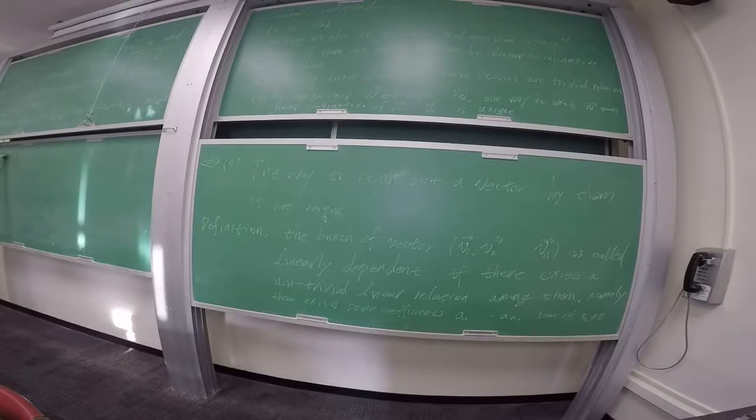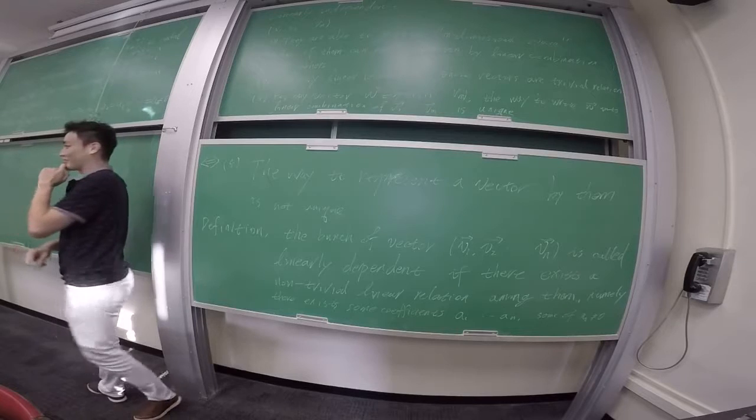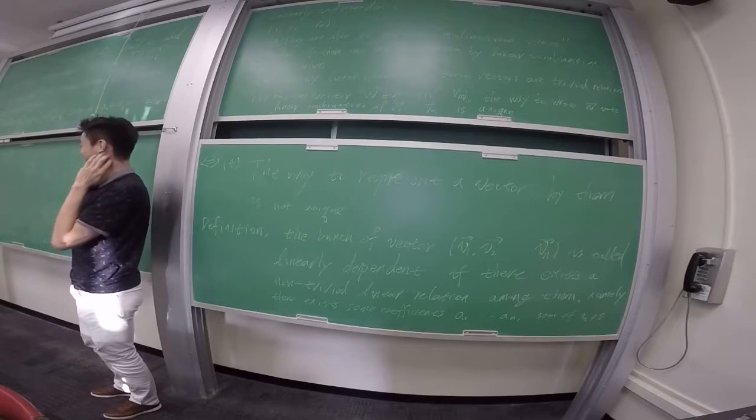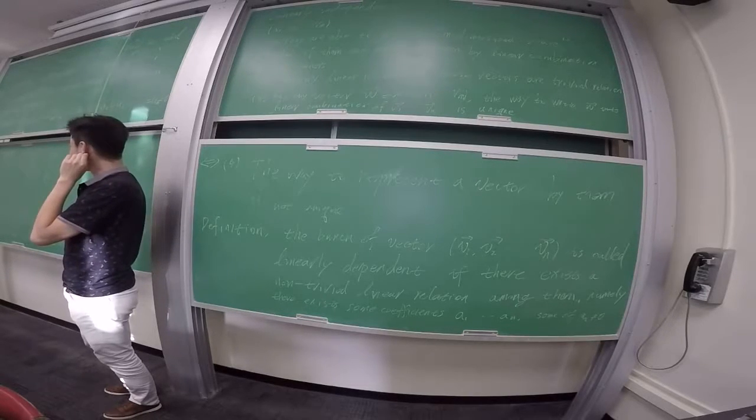So let's consider R3. If I give you three elements in R3, like (1, 0, 0), (0, 1, 0), and (0, 0, 1), are they linearly independent? Why is that? Zero is the only solution. Yeah, there is only that solution.